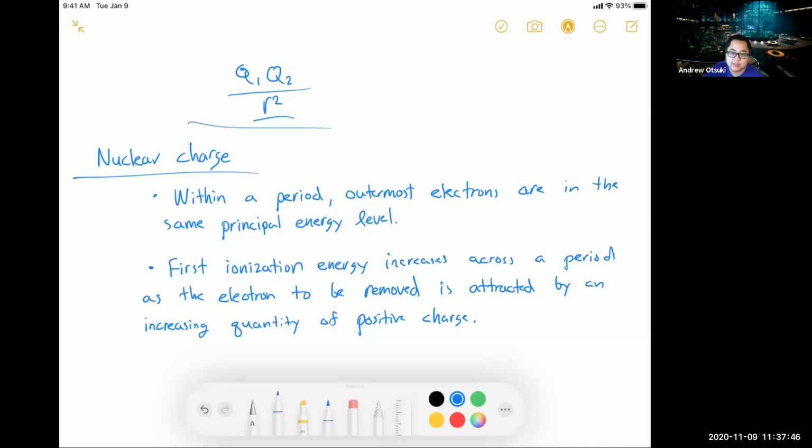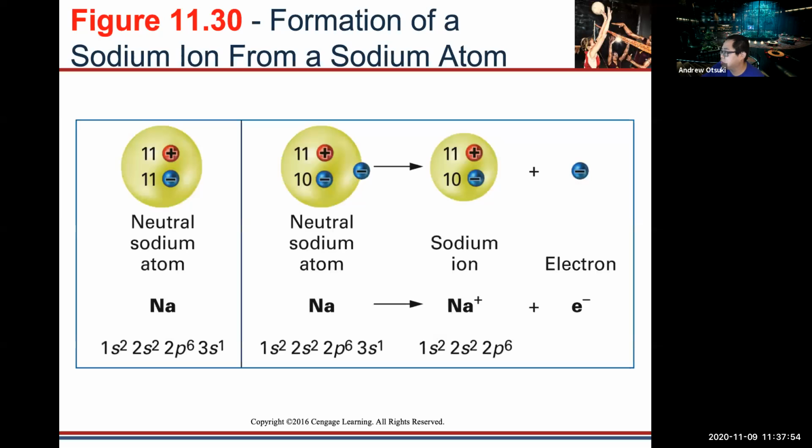So let's look at an example. Let's look at a picture here. I think it's a very good depiction of what we're talking about. So see here the formation of a sodium ion from a sodium atom. So here's a neutral sodium atom. Hopefully you know that you can write this electron configuration. Sodium's in the third row, the first element of the alkali metals. So 1s2, 2s2, 2p6, 3s1.